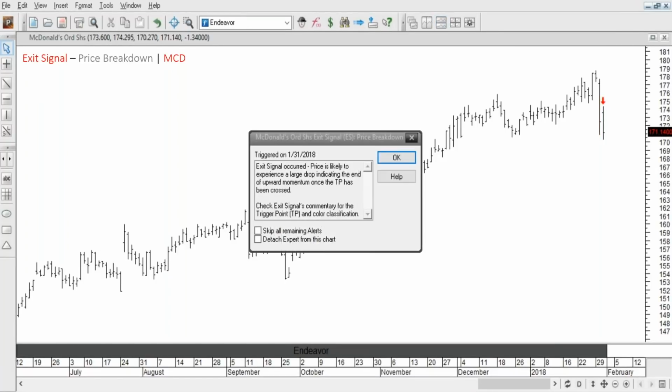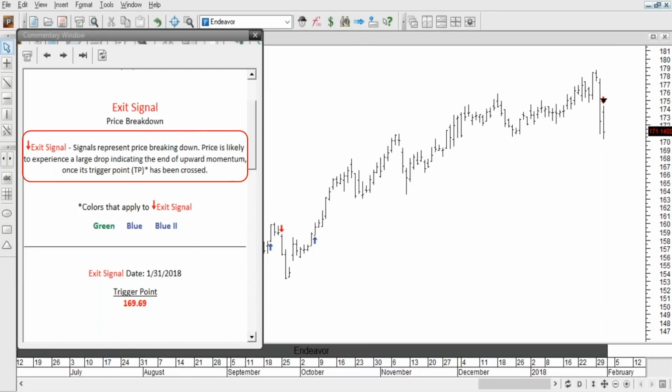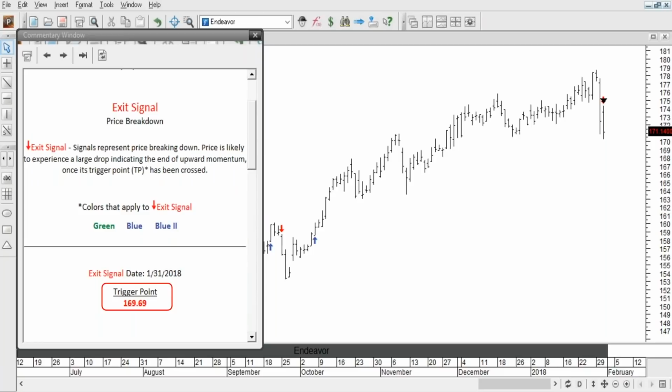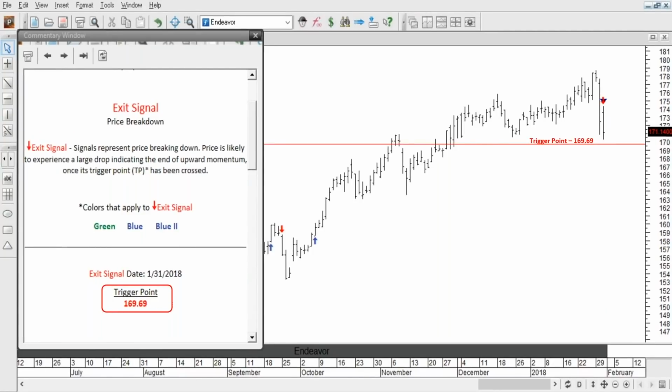An alert box will pop up to remind you what the signal represents and to check the commentary. Inside, you'll find the definition and the criteria needed to confirm this signal. Exit signals only need price to cross the trigger point to be confirmed. The trigger point is 169.69, which I'll label on the chart with another red line.